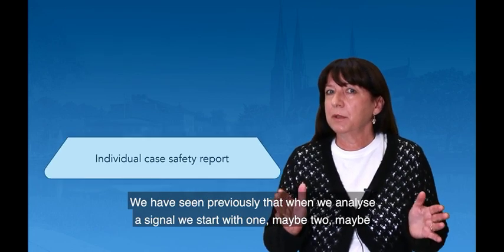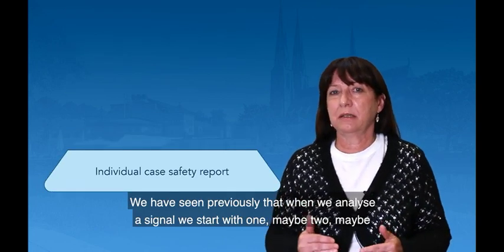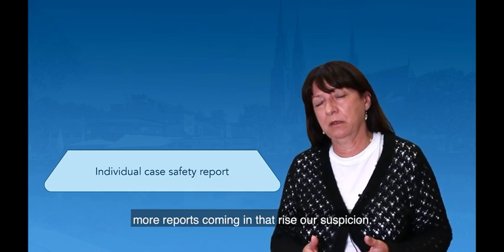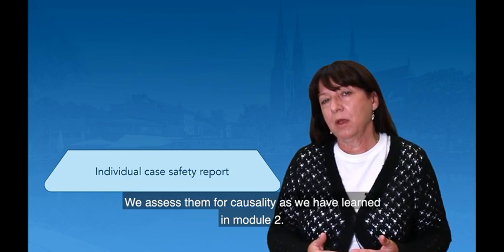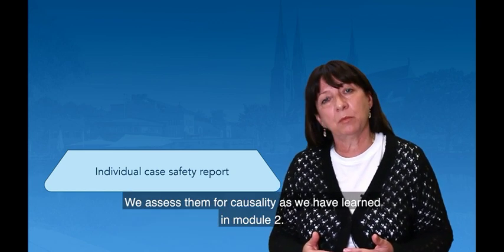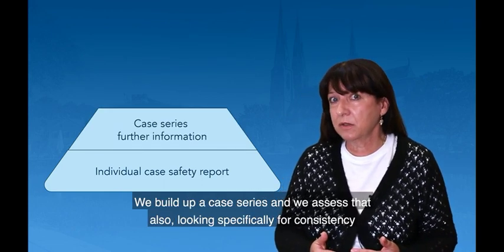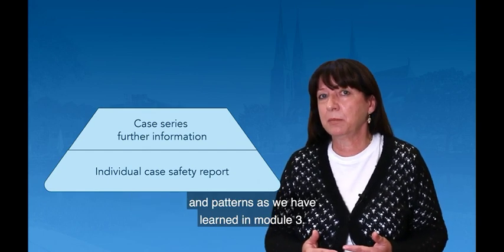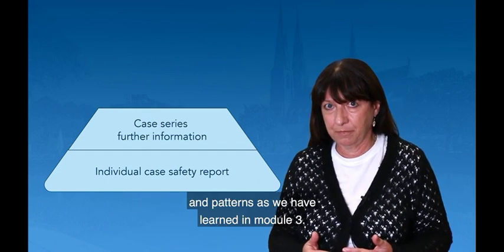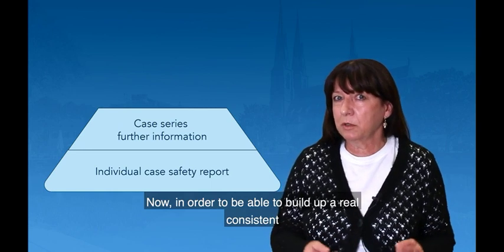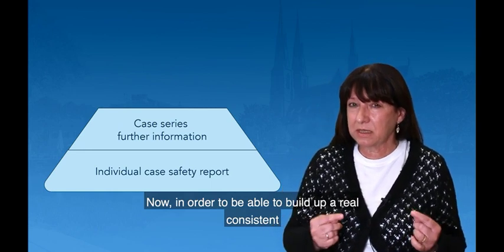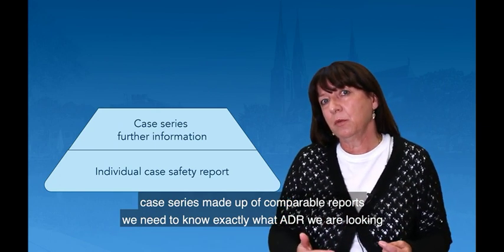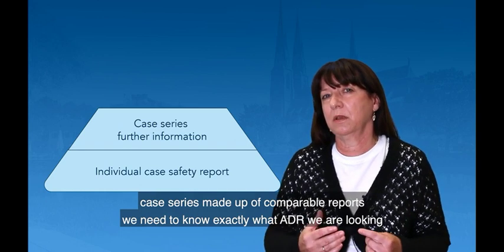We have seen previously that when we analyze a signal, we start with one, maybe two, maybe more reports coming in that raise our suspicion. We assess them for causality, as we have learned in Module 2. We build up a case series and we assess that also, looking specifically for consistency and patterns, as we have learned in Module 3. Now, in order to be able to build up a real consistent case series made up of comparable reports, we need to know exactly what ADR we are looking at.